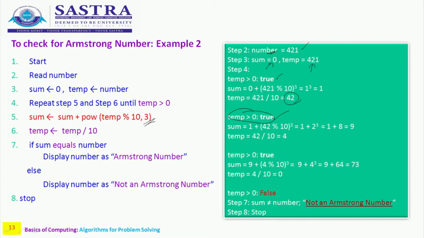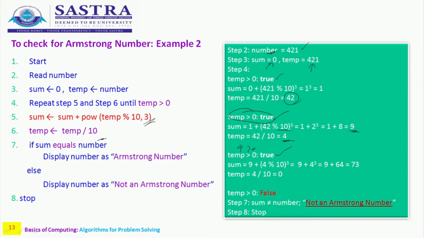Inside the loop we have sum is equal to sum plus. So 1 is already calculated. So 1 plus 42 mod 10 will give you 2 power 3, which is actually 8. So 1 plus 8 is actually 9. Then temp is equal to temp / 10. So temp is equal to 42 divided by 10, which gives you 4, and this time also 4 is greater than 0, which is true, so we are eligible to enter into the loop one more time.